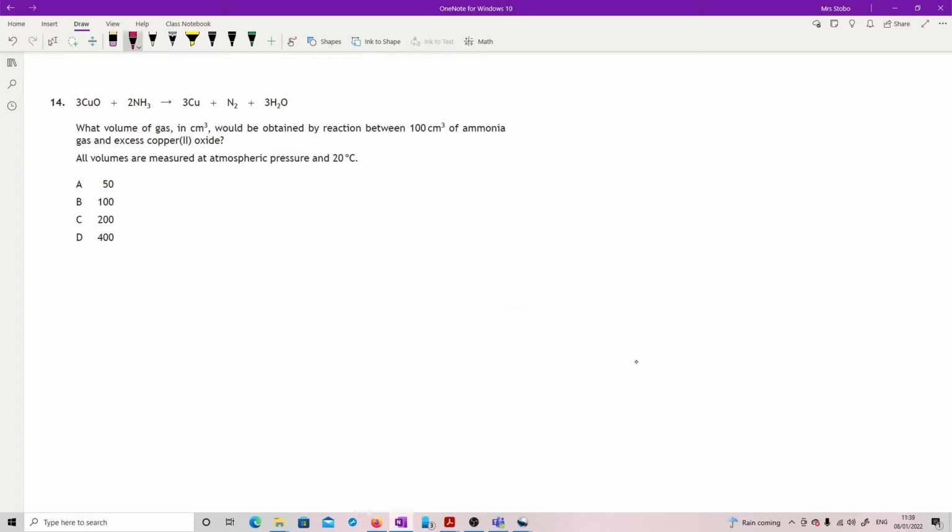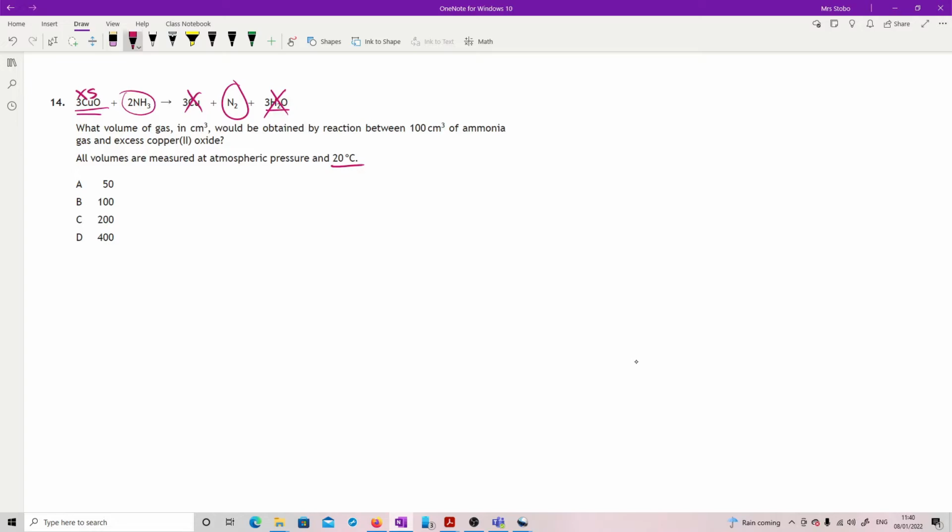Question 14. What volume of gas in centimetres cubed would be obtained by a reaction between 100 centimetres cubed of ammonia and excess copper(II) oxide? All volumes are measured at atmospheric pressure and 20 degrees C. You're told you've got excess of this, but this is going to be a solid, so that's got nothing to do with what you finally do. If the copper oxide is in excess, then the ammonia must be all reacted. Even though that was a gas, that's therefore not going to have anything to do with the final thing. Copper will be a solid, so nothing to do with that. And water at 20 degrees C is a liquid, so nothing to do with that. So we're only looking at one thing.